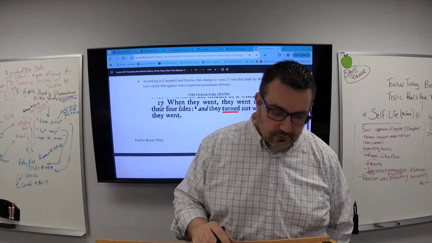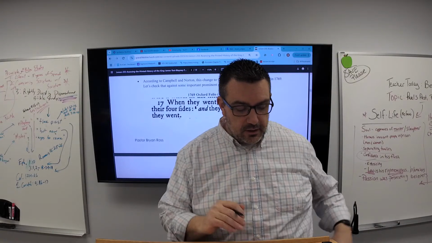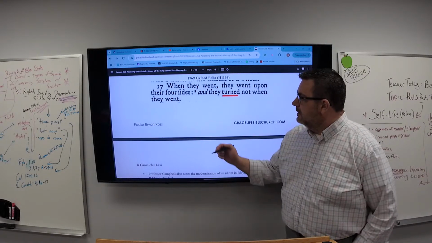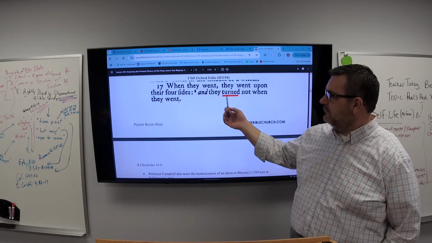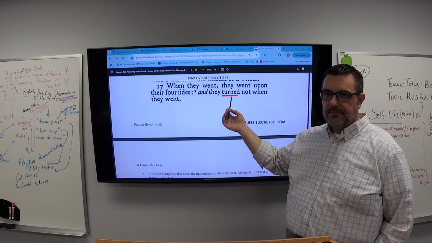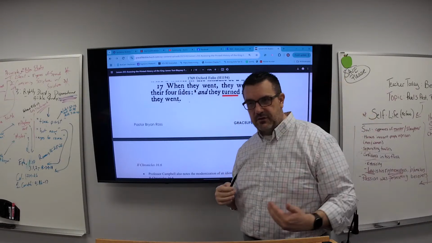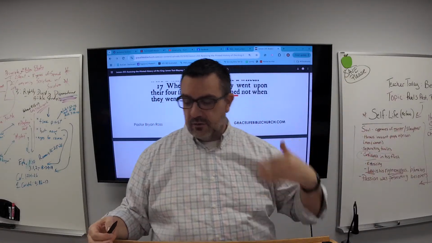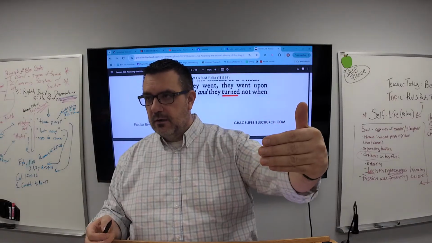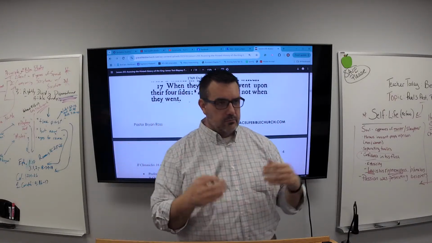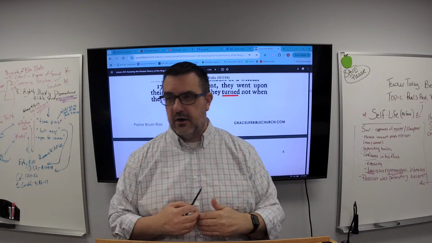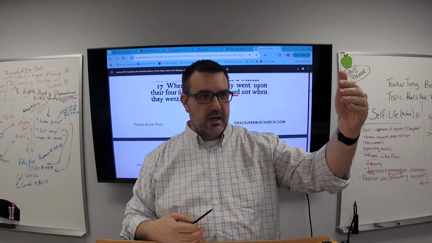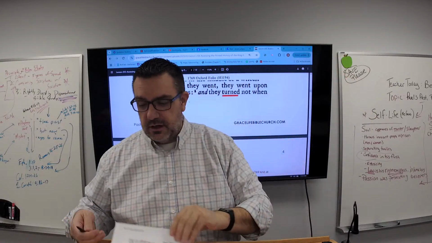So let's check that against some important prominent editions. All right? So here's Blayney's 1769 Oxford Folio. Okay? And notice the change now in verse 17 is to what? Turned. So does that bring that verse in line, using the same word as verse 12, the same word as verse 9? So you could make the argument here that the change there is being made to make it consistent with verse 12 and verse 9. Okay? Any questions there?